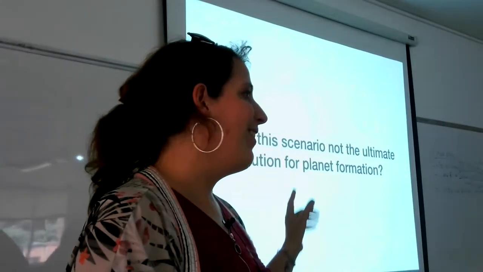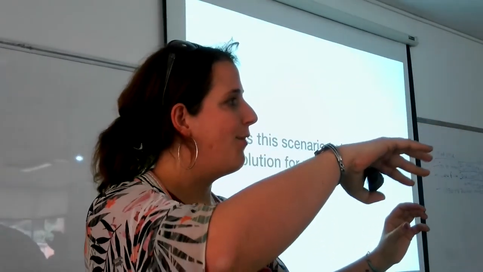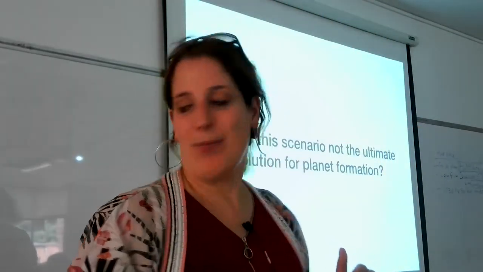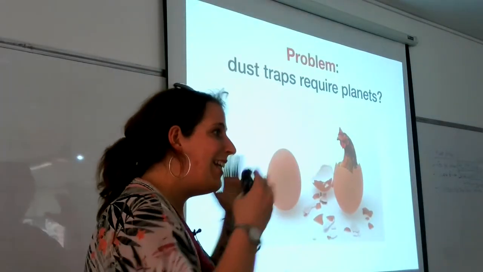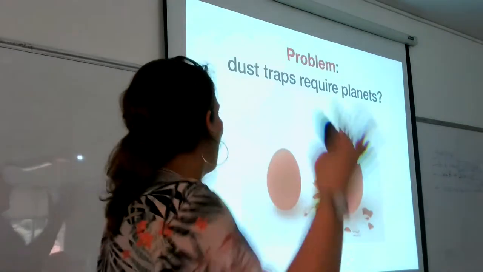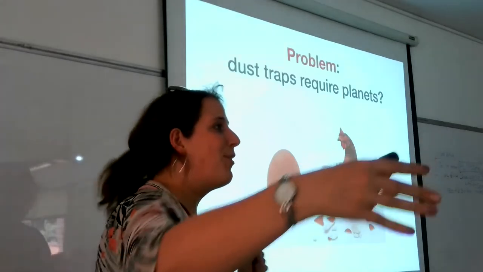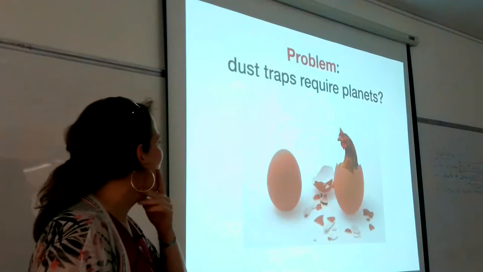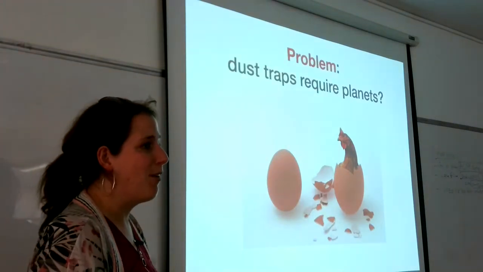This scenario requires a planet to create a gap and a dust trap where particles can grow to form planets. So this is essentially a chicken and egg problem. You need a planet to form more planets. So maybe if some kind of magic happens, our first planet is formed, we can form multiple planets. It's somewhat like what you said. But it's still a question of where that first planet might come from.